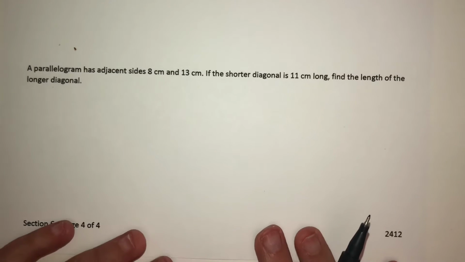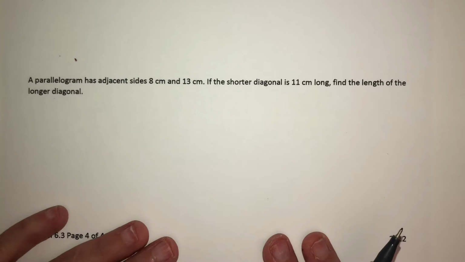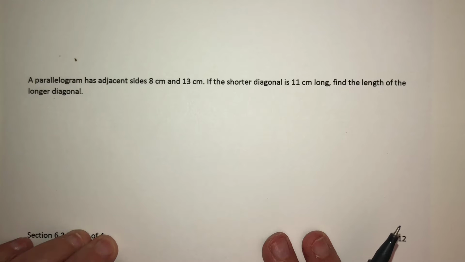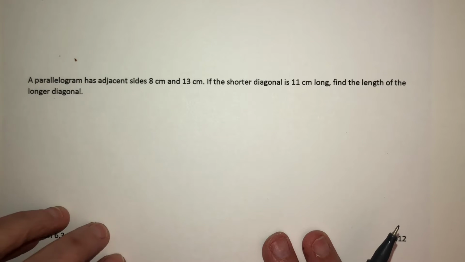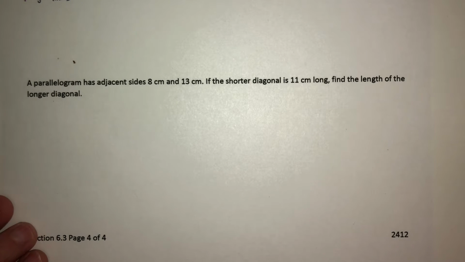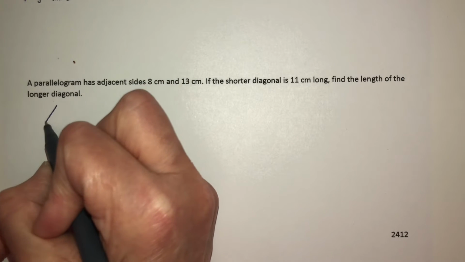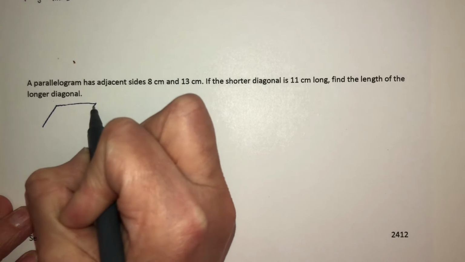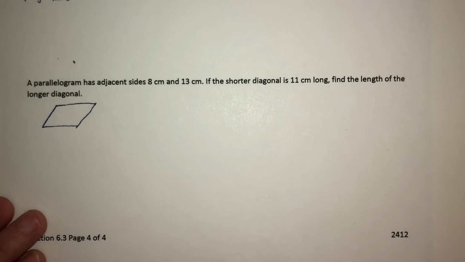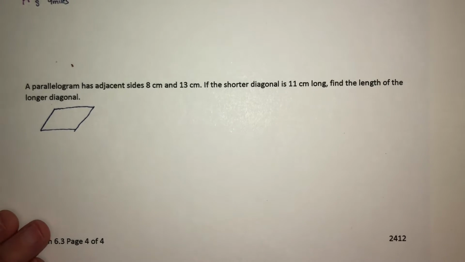Okay, now a parallelogram has adjacent sides of 8 centimeters and 13 centimeters. If the shorter diagonal is 11 centimeters long, find the length of the longer diagonal. Okay, a parallelogram is like a rectangle, but without requiring 90-degree angles. So it looks like this. We are allowed to have 90-degree angles. A rectangle is a special case of a parallelogram, but in general, they're not 90 degrees.